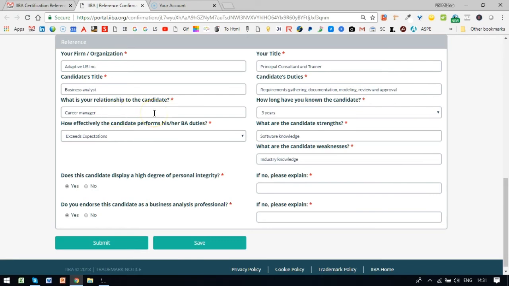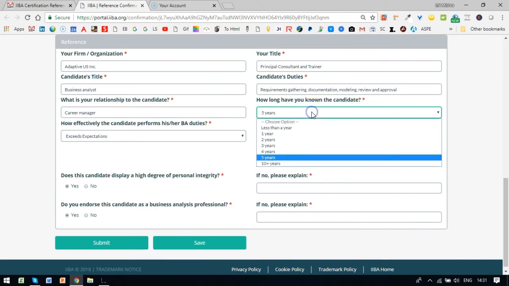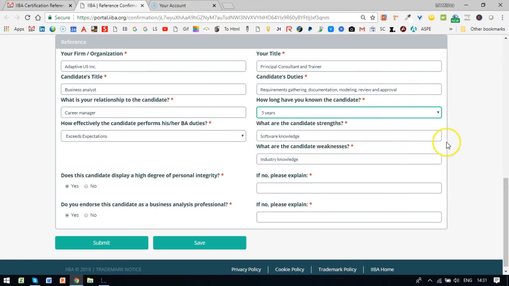And how do I relate to the person? So you have 3 choices here. You could fill in career manager or CBAP or client, depending on how you are related to the candidate. Then it also asks you how long you know this person. So depending on the length, I know Fatima for more than 5 years now, so I put it as 5 years. Then you have to tell how well she performs her duties.